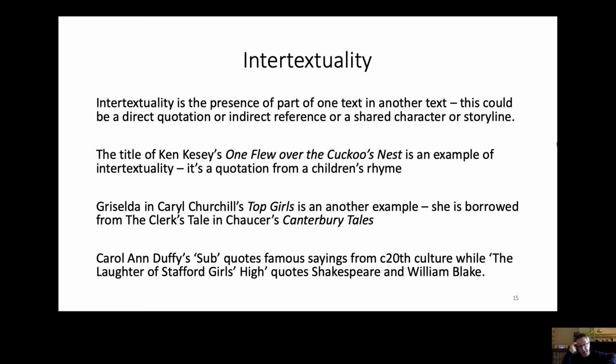Or if you think of the poetry of Carol Ann Duffy, just to give you one more example of intertextuality, her poem Sub is one that quotes famous sayings from 20th century culture, while her poem The Laughter of Stafford Girls High quotes Shakespeare and William Blake. So in all sorts of ways, once you start looking for it, intertextuality is quite a pervasive phenomenon in modern, contemporary and postmodern writing. But why is it there? Why is it so prevalent?